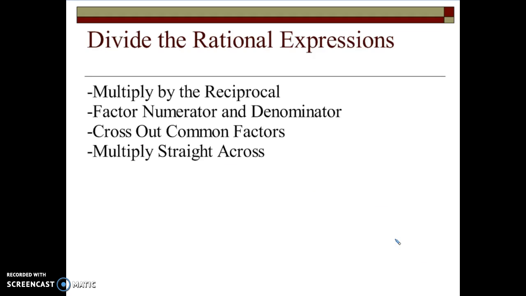Okay, to divide, whenever we divide fractions, we always have to flip and multiply by the reciprocal. Same thing applies here. So the first thing you do is flip it, and it becomes multiplication, and then we do the same thing we just did for multiplying. We factor, cross out, and multiply straight across.